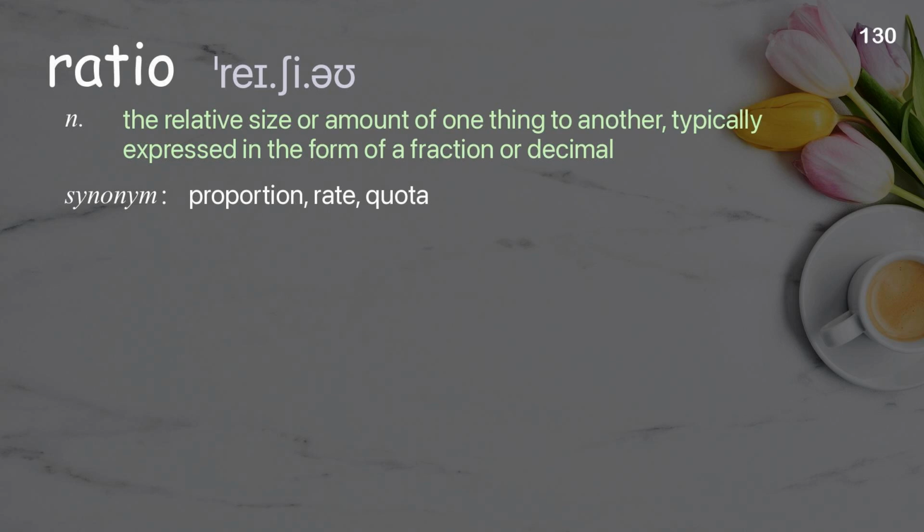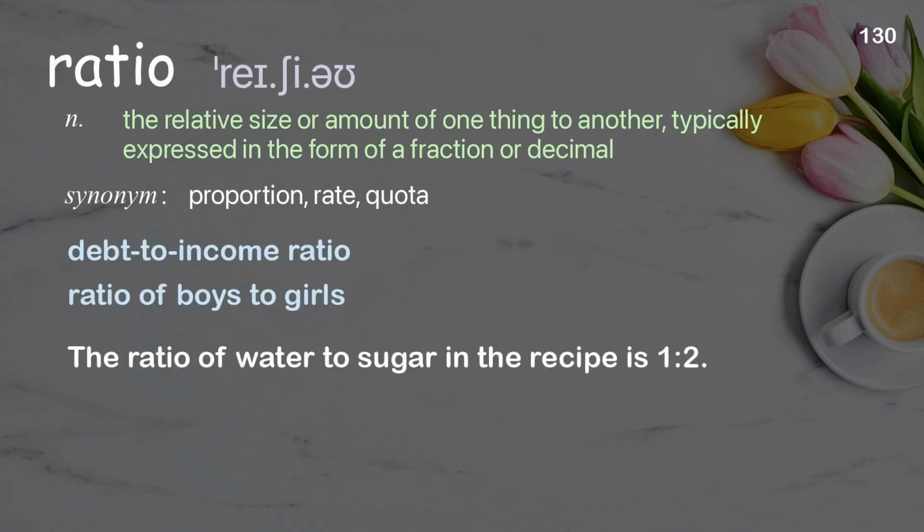Ratio: the relative size or amount of one thing to another, typically expressed in the form of a fraction or decimal. Examples: debt-to-income ratio, ratio of boys to girls. The ratio of water to sugar in the recipe is 1:2.